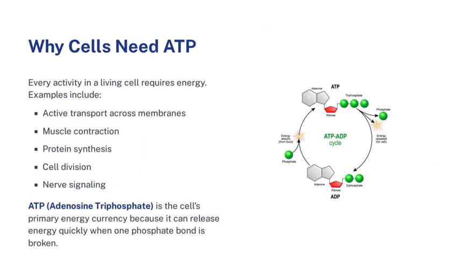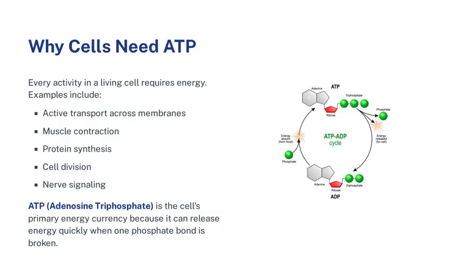Okay. So, why do cells need ATP? Well, every activity in a living cell or any animal requires energy. Like in the body, there needs to do active transport across membranes, and that requires energy since it's going against the concentration gradient. Also, muscle contractions, protein synthesis, cell division, and nerve signaling. Like these all require energy. And they can't get the energy out of glucose directly, but they need to convert it to ATP.